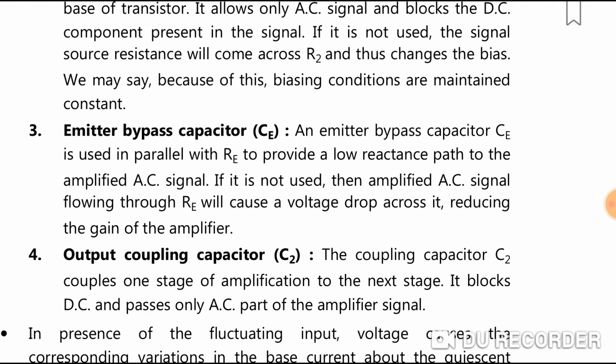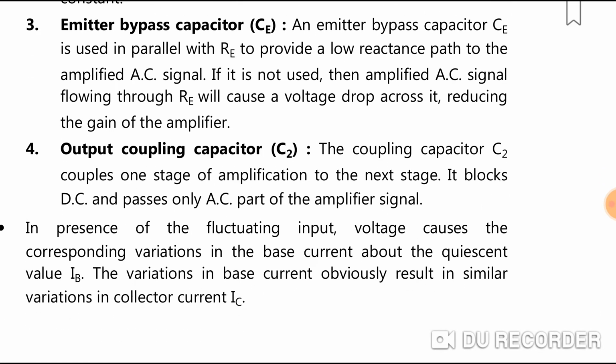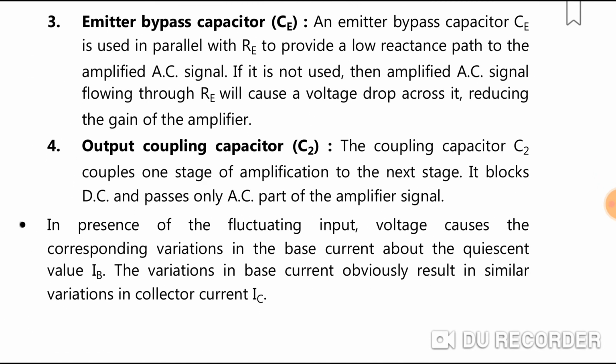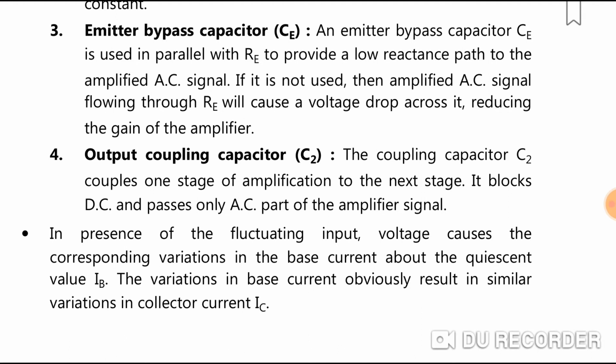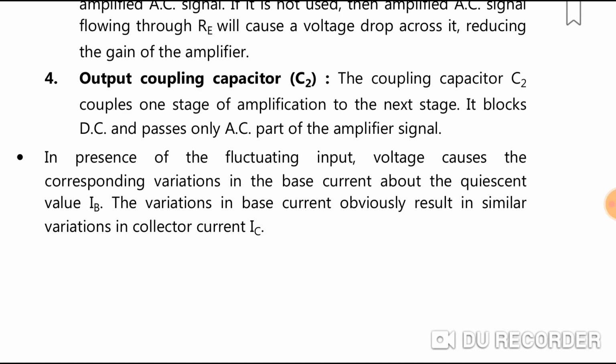Emitter bypass capacitor CE. An emitter bypass capacitor CE is used in parallel with RE to provide a low reactance path to the amplified AC signal. If it is not used, then the amplified AC signal flowing through RE will cause a voltage drop across it, reducing the gain of the amplifier.